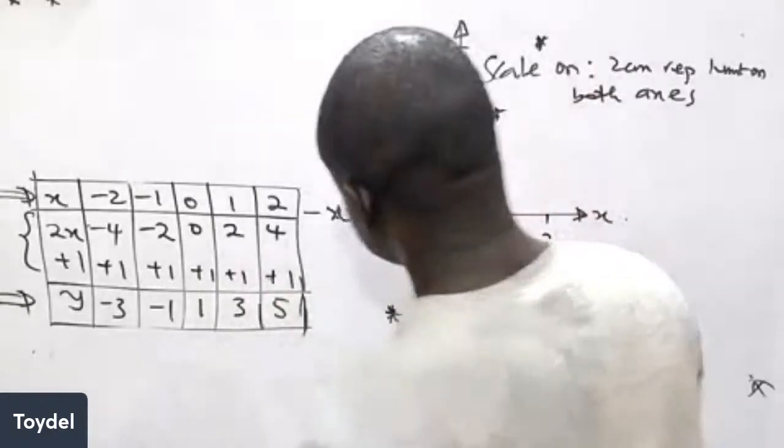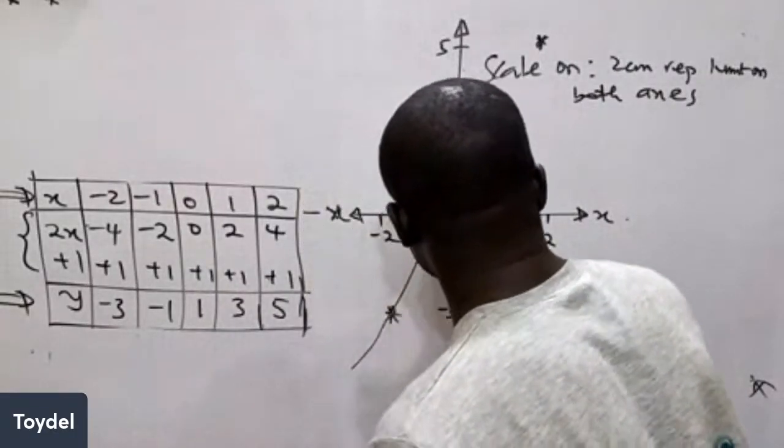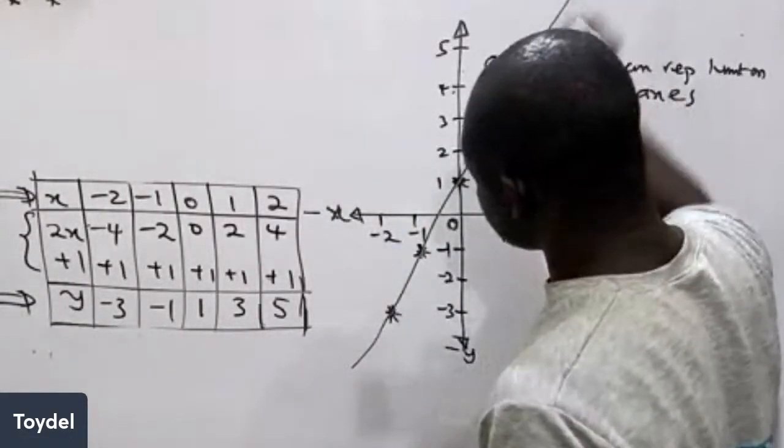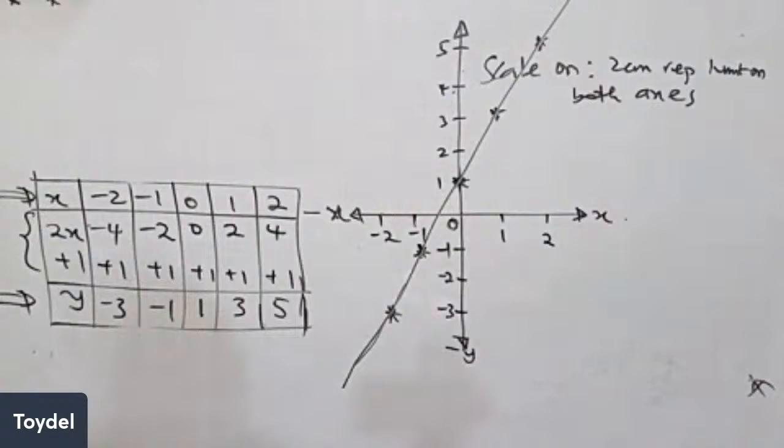You realize that when you plot this graph, of course, we are going to use a ruler to join all these points. So you are able to get a straight line graph. Why is it a straight line? Because what we sketch is a linear graph. A linear graph is always a straight line. So let's note that when you plot a linear graph, it's always a straight line.